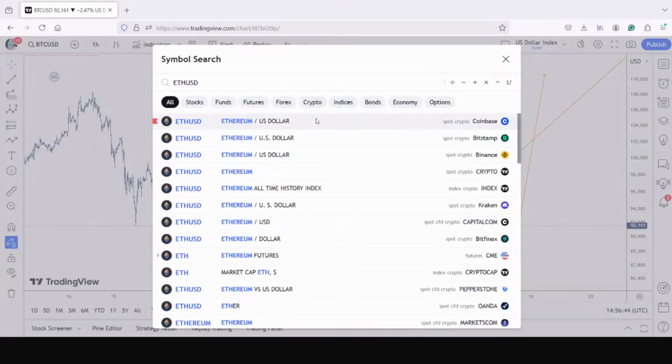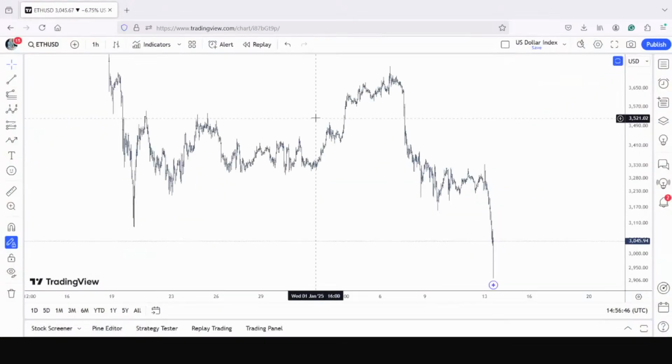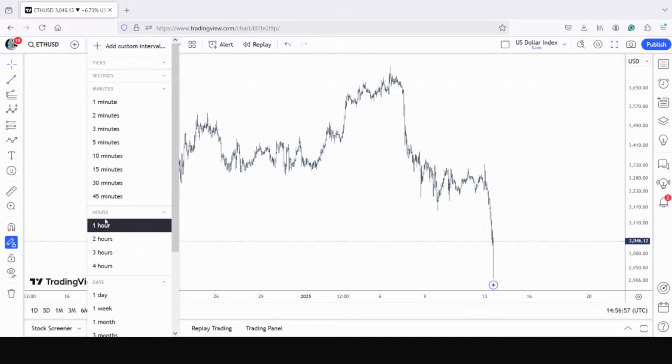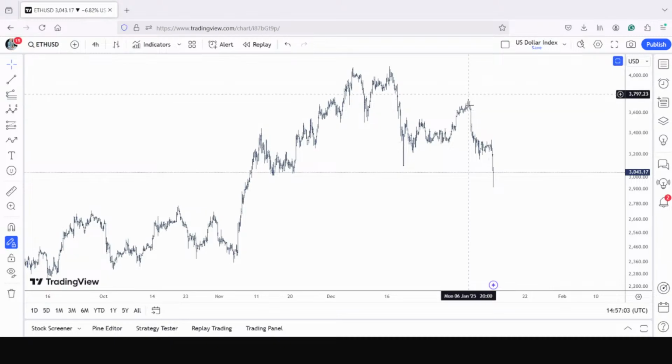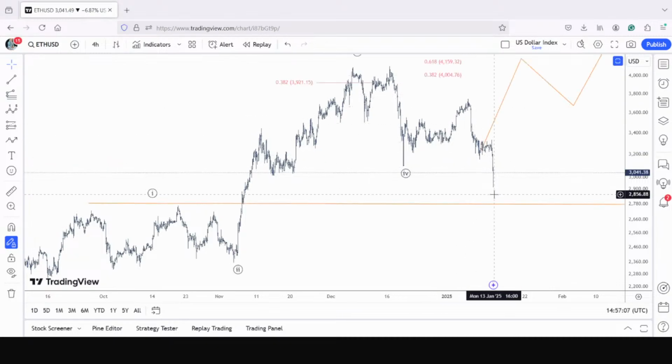Ethereum, if that's the same story, should be the same in the Ethereum as well. That's exactly what was expected, and that's why the stop losses are always so important to be kept. That alternate count has now become our primary count, and that impulsive drop which we kept talking about has now materialized.